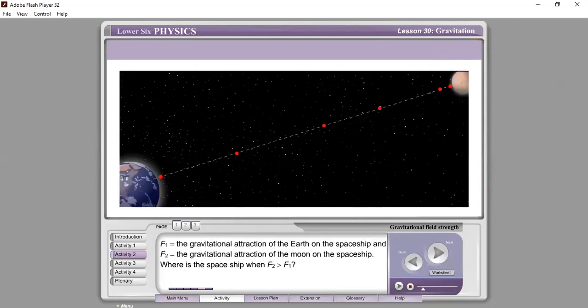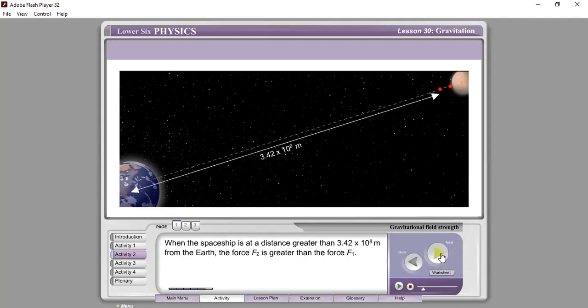If F1 is the gravitational attraction of the Earth on the spaceship and F2 is the gravitational attraction of the Moon on the spaceship, where is the spaceship when F2 is greater than F1? F2 greater than F1 will be here. Okay, so this means that when the spaceship is near to the Moon, the attractive force between the Moon and the spaceship will be greater.